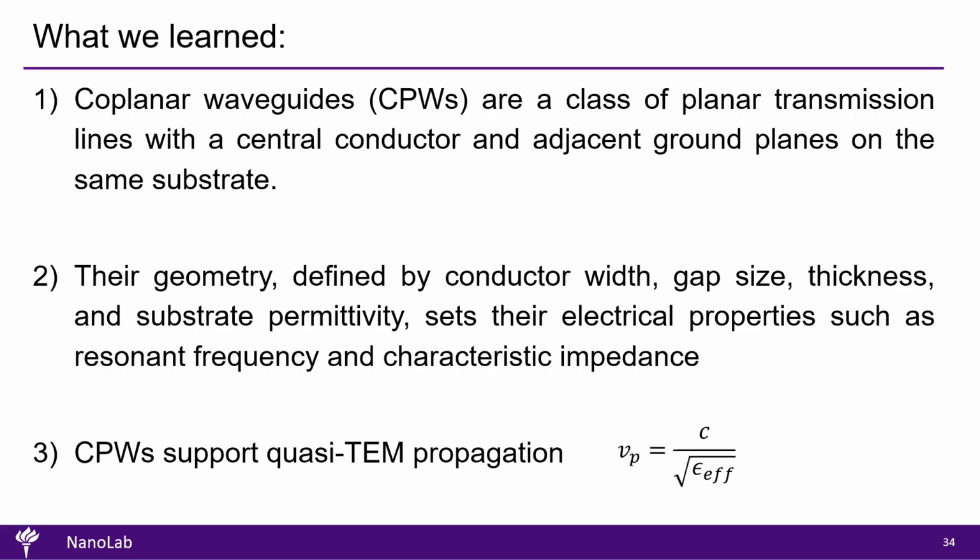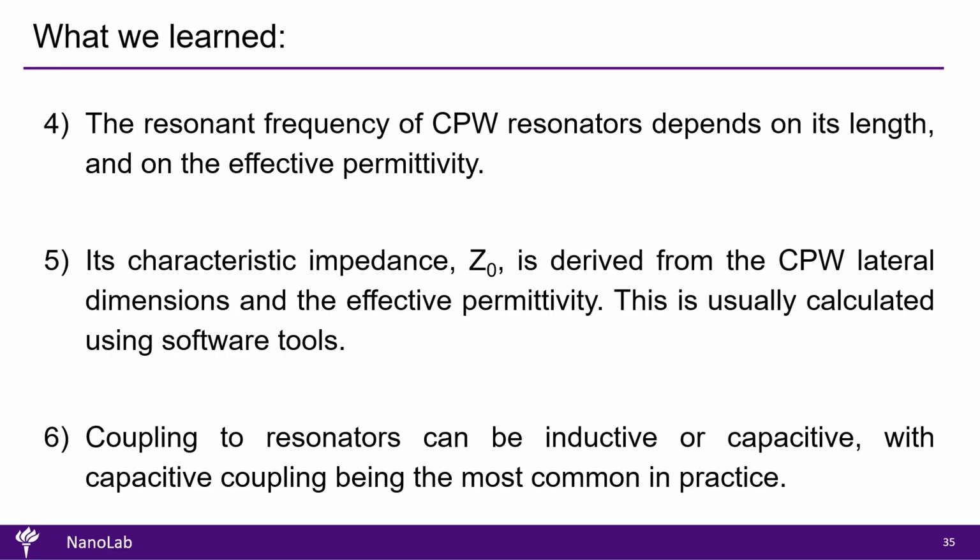The resonant frequency of CPW resonators depends on its length and on the effective permittivity. Its characteristic impedance Z0 is derived from its lateral dimensions and the effective permittivity. This is usually calculated using software tools, and coupling to resonators can be inductive or capacitive, with capacitive coupling being the most common in practice. CPW resonators can be overcoupled with low QC or undercoupled with high QC.